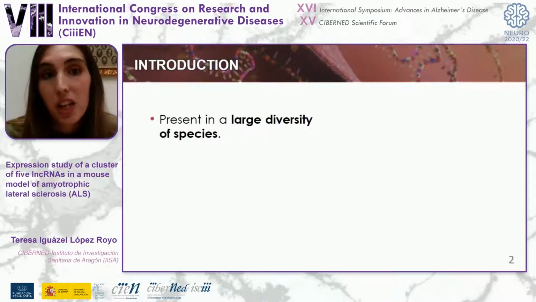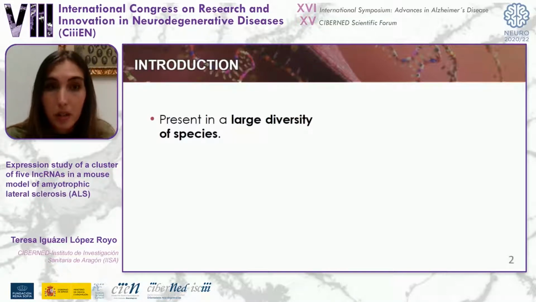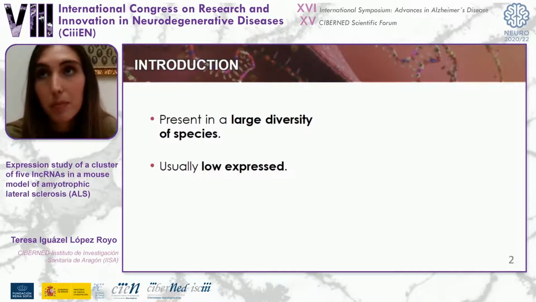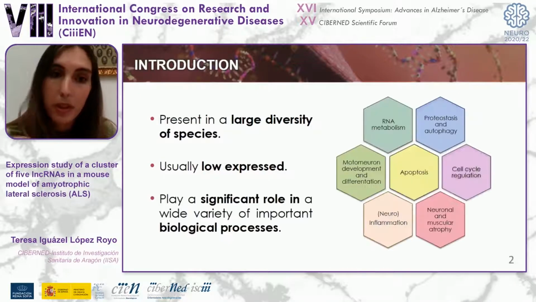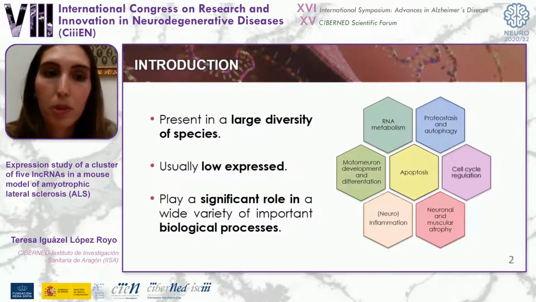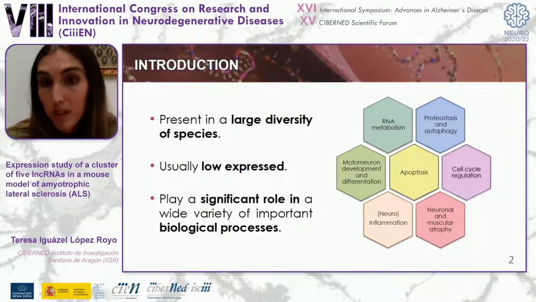What do we have to know about non-encoding RNAs? They are present in a large diversity of species, including animals, plants, yeast, prokaryotes, and even in some viruses, but they are usually lowly expressed. That's why they have traditionally been considered a kind of transcriptional noise, but nowadays there is more and more evidence that they play a significant role in a wide variety of important biological processes, such as RNA metabolism.